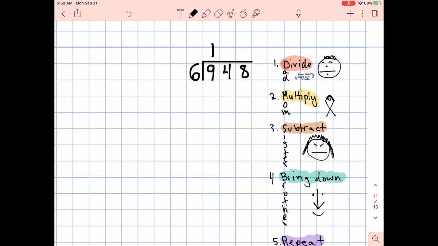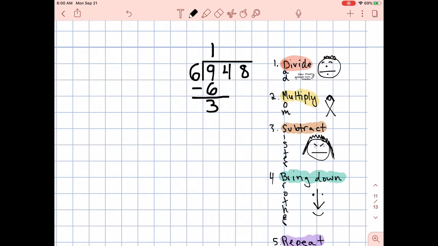Okay, and that brings me to step number 2, which is multiply. All right, what is 6 times 1? 6 times 1 is 6. Now I'm done with step number 2. Step number 3 is subtract. Subtract is 9 minus 6. Give that a try. Okay, what is 9 minus 6? 9 minus 6 is 3.